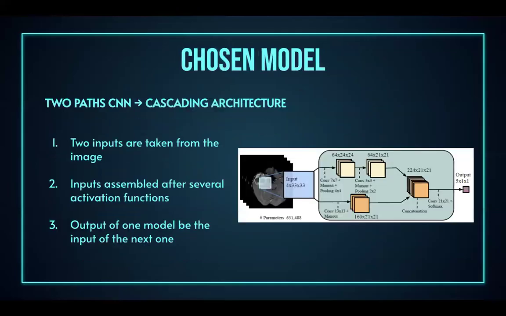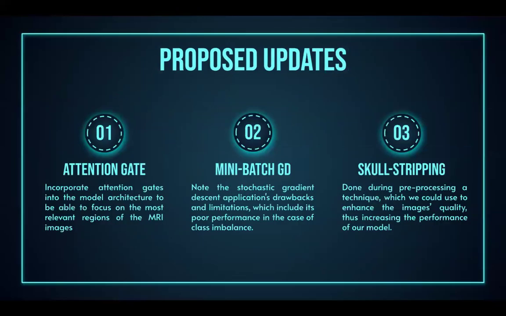So from this related work, we chose the two-path CNN as our model, which basically takes two inputs from the image and then assembles them together after several activation functions. And then the output is the labeling to the image, whether this image has a brain tumor or not.